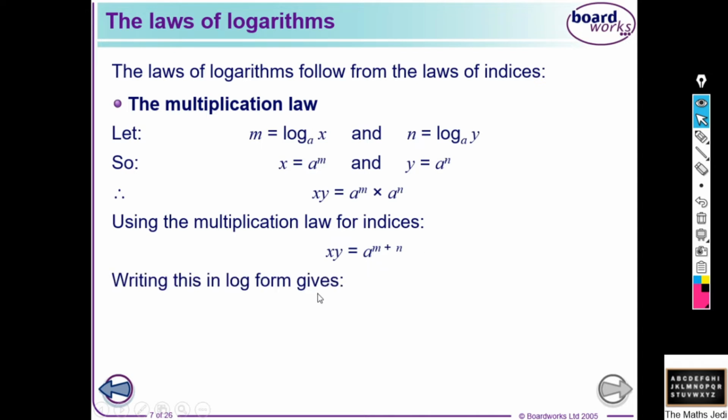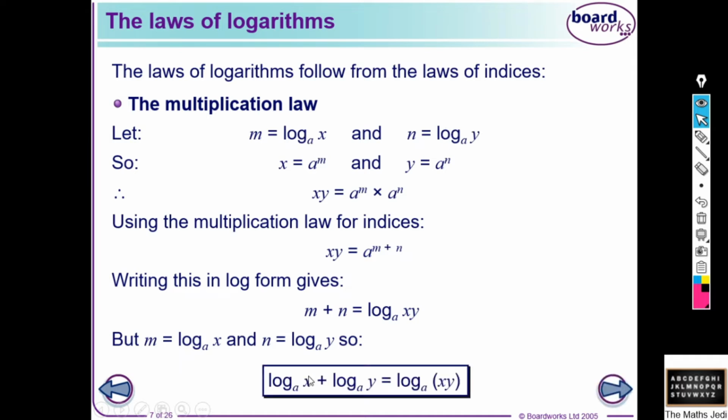So in logarithmic terms, we know that m plus n is the power, a was the base, and xy was the outcome. This and this are interchangeable. But we also know that in this situation, the m was this logarithmic expression and the n was this logarithmic expression. So we can actually substitute this m as that logarithmic expression and this n as that logarithmic expression. So notice what's happening. We've got xy here in the brackets and we've got log x and log y.